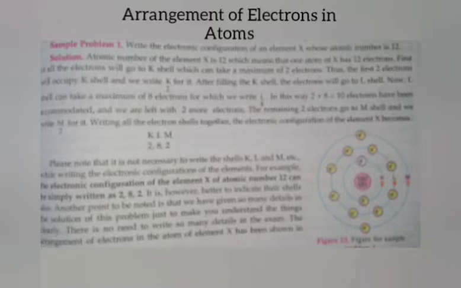Let's study the arrangement of electrons in an atom by an example. This is a sample problem in which it is asked to write the electronic configuration of element X whose atomic number is 12. When we do the electronic configuration, in the first orbit the maximum number of electrons can be 2, in the second orbit 8, and then the rest will go in the third orbit. So 2 plus 8 plus 2 will become equal to 12.